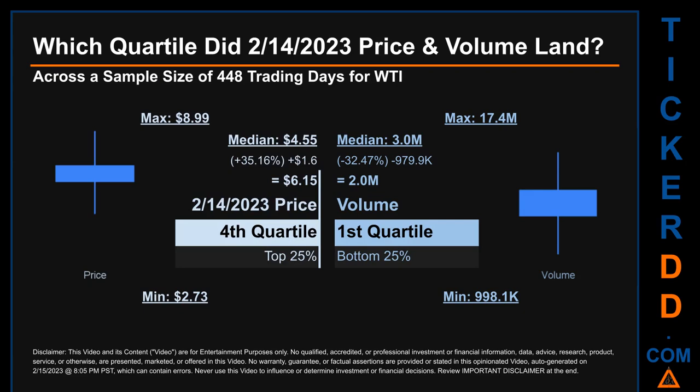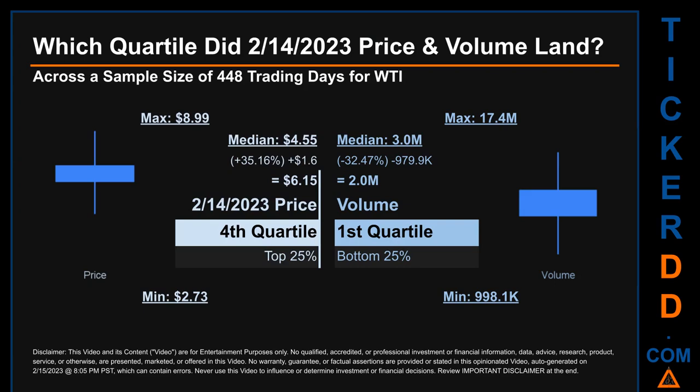Which quartile did February 14, 2023 price and volume land? Across a sample size of 448 trading days, the maximum end of day price for WTI was $8.99 while the minimum was $2.73. Within that price range, February 14, 2023 price of $6.15 landed within the fourth quartile, meaning that it was within the top 25% of all sampled end of day prices.